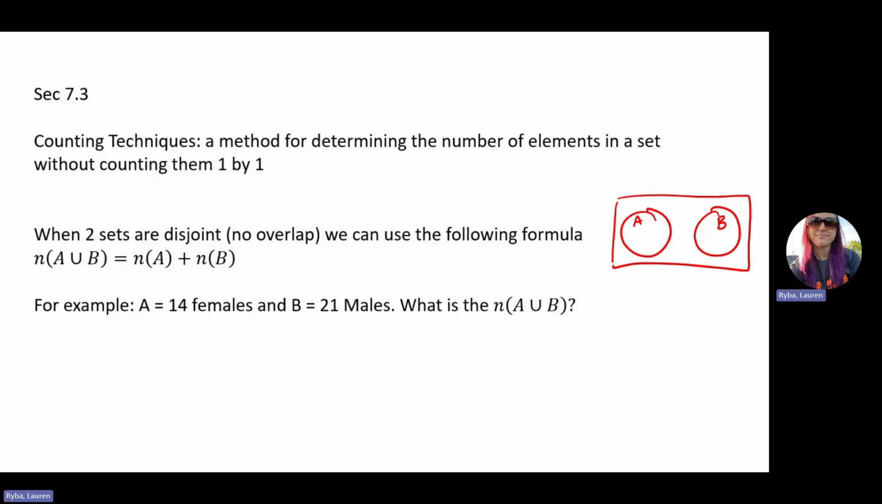So the example I give you is A represents there's 14 females, B says there's 21 males. What is the number of A union B? And basically asking, what is the number of males or females? So if I put it in order here, females or males? You cannot fall into both categories. So there are 14 in the first group. There are 21 in the second group. So all you have to do is add them together to make a total of 35.